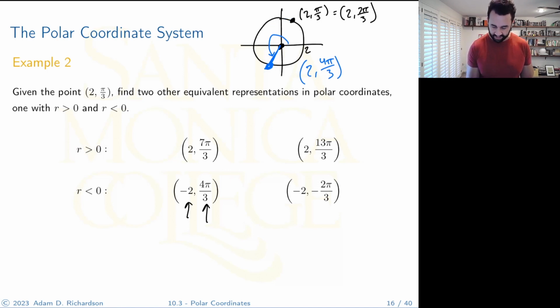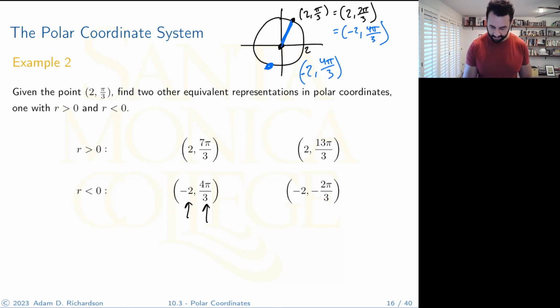So what I do is I negate the radius. And what that has the effect of doing is literally reflecting this line through the origin so that it goes this way. And then we have an equivalent representation. So this is the same as negative 2, 4 pi over 3. Just like that. So there's another one.